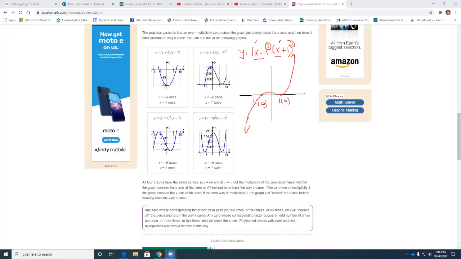Now, just to get a little extra information, if x is 0, then I would have a -1 to the power of 2. Well, -1 times -1 is 1. And then over here, I would have a 1. So 1 times 1 is 1. So if x is 0, I know that y is 1. So there's another point on the graph that we could derive.